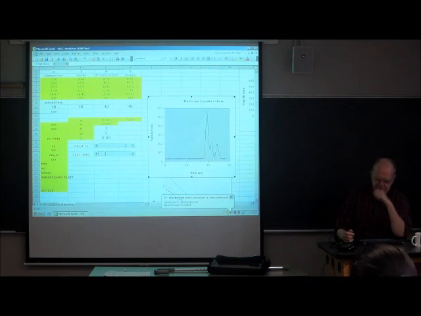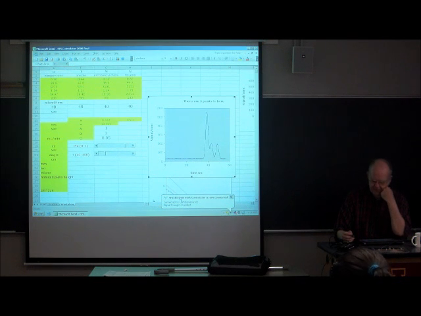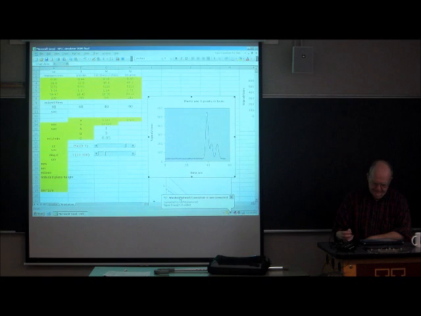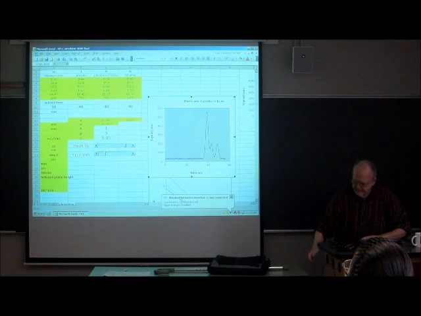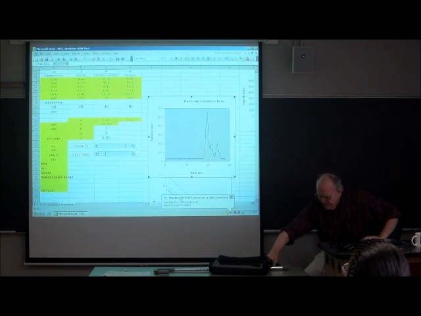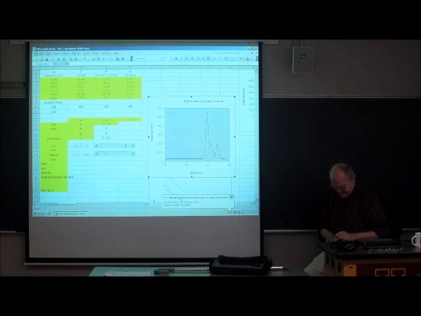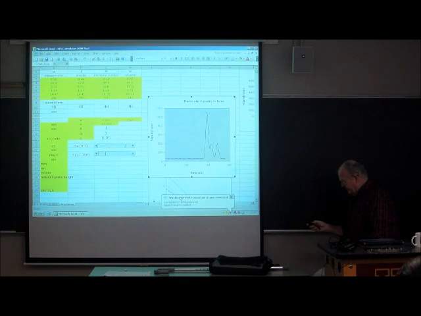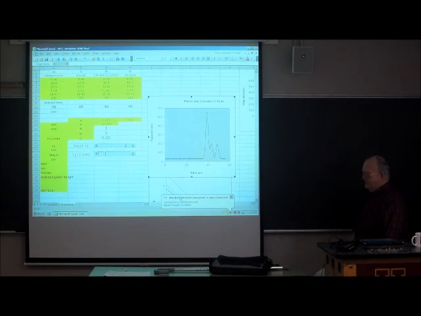And so I want to walk you through the spreadsheet that you'll be using for that assignment. Well, this is the most important screen. This is the chromatogram. And there are 5 peaks in there.